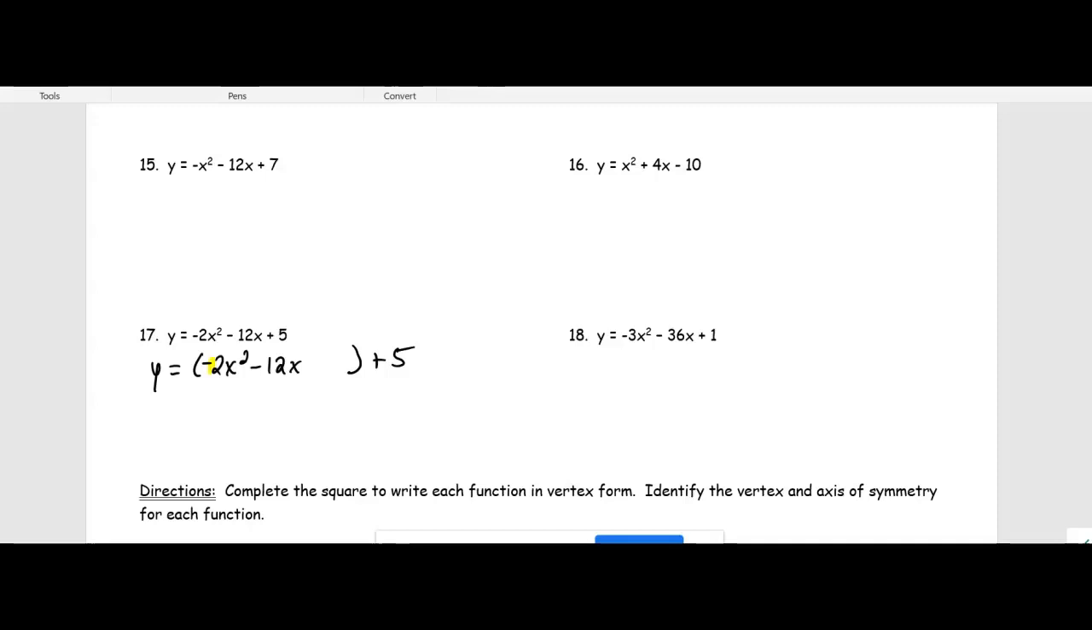We want this to be a 1. It's not. It's currently a negative 2, so we need to pull the negative 2 out, leaving us with the x squared. And then now you have to understand how distributing works. This negative 2 times x squared will give us this. The negative 2 times what will give us this? So whatever you think I could multiply by a negative 2 and get a negative 12, that's what we're going to put next in that spot.